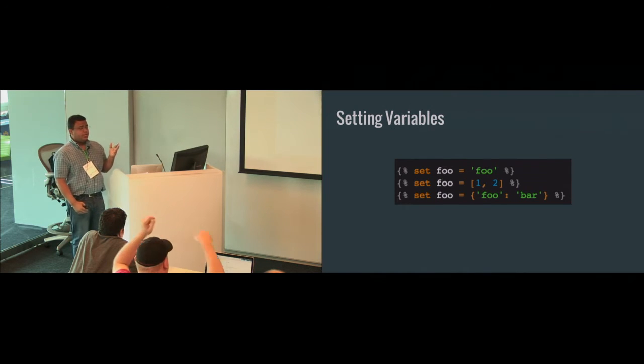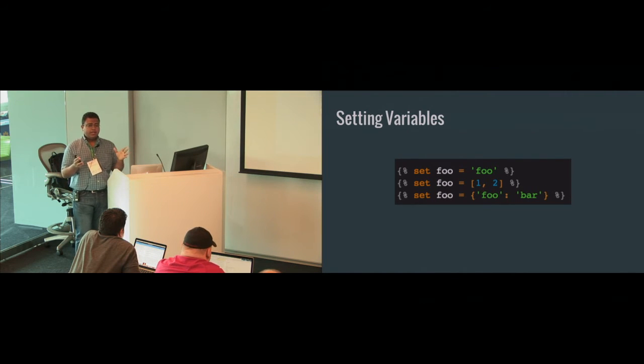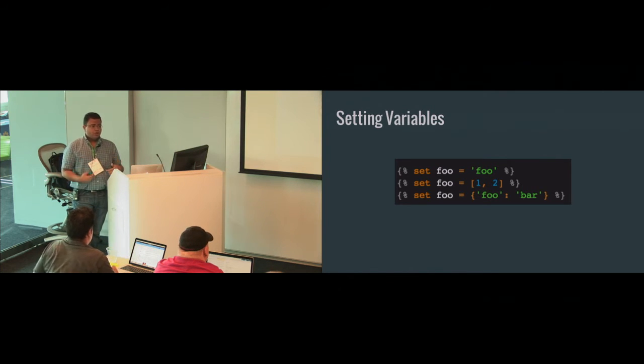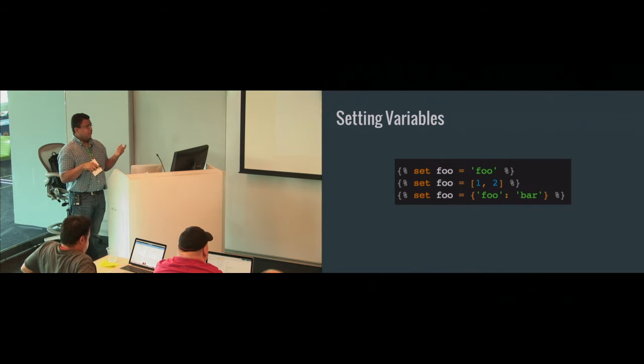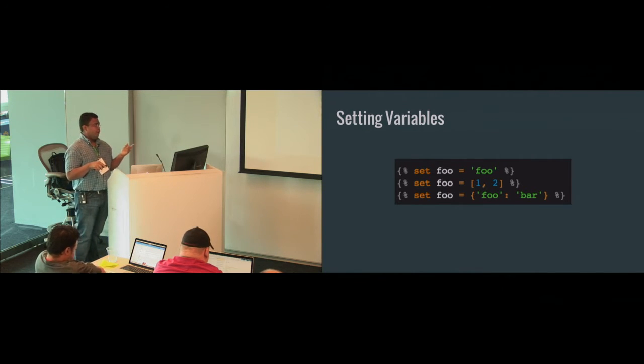In addition to the variables that are provided, and when I say provided, I mean things that the backend gives us, we can also define our own variables. The way to do that is we say set, the name of the variable, equals, and then the value. It can be a string, an array, an object, and so on. We can define whatever we want.